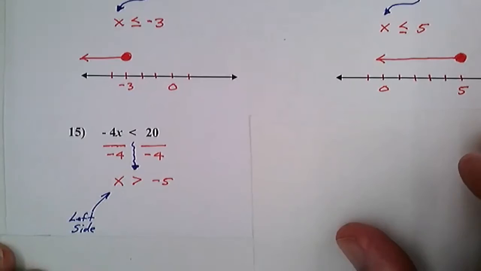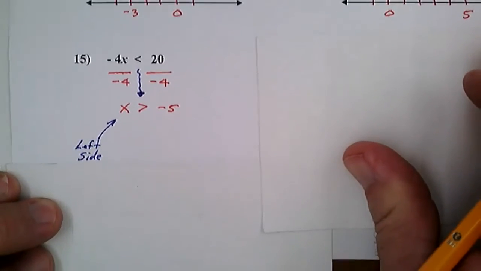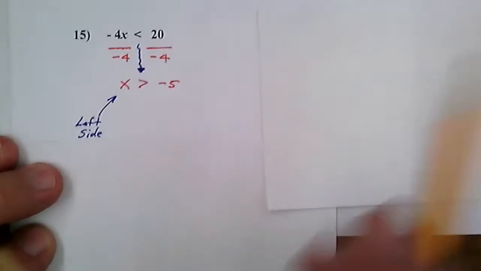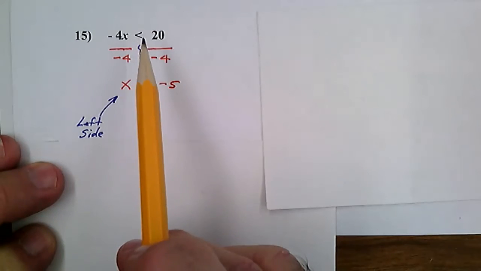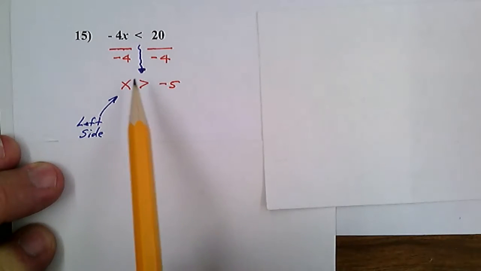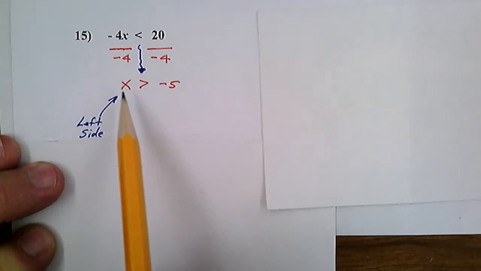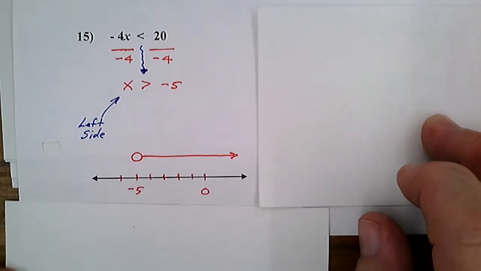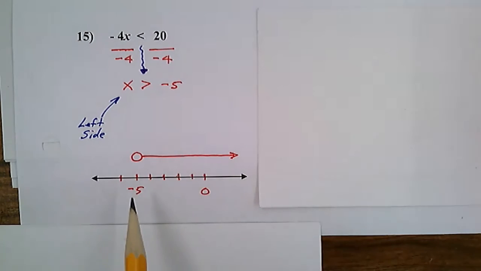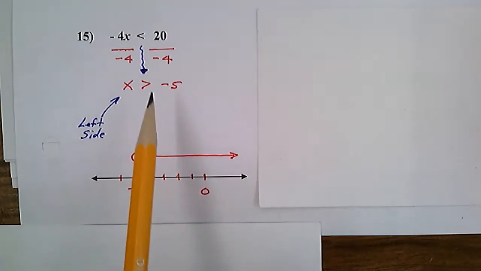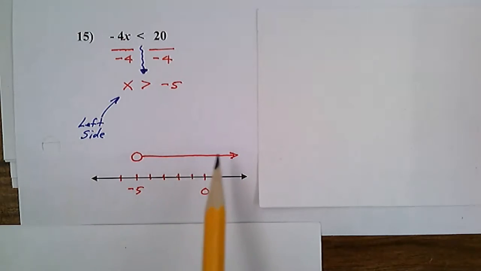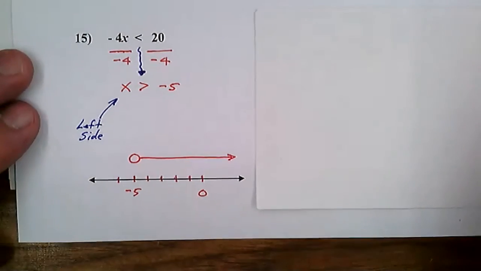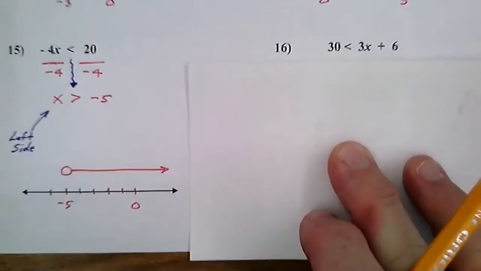Okay, that's on the left side. If it's on the left side, then that's what we want. We want it over here on the left side. Now I had to reverse the street sign because I divided, but now I have this where I want it. So when we go ahead and graph, I can go ahead and go to -5 right here. So open circle, and then I'm going to go to the right because my arrow is pointing to the right. Okay, last one, number 16.